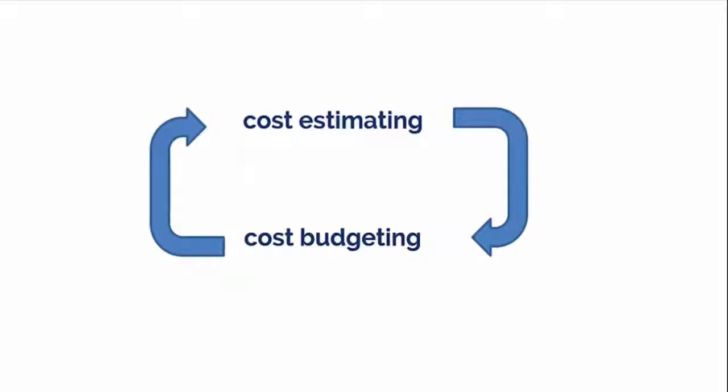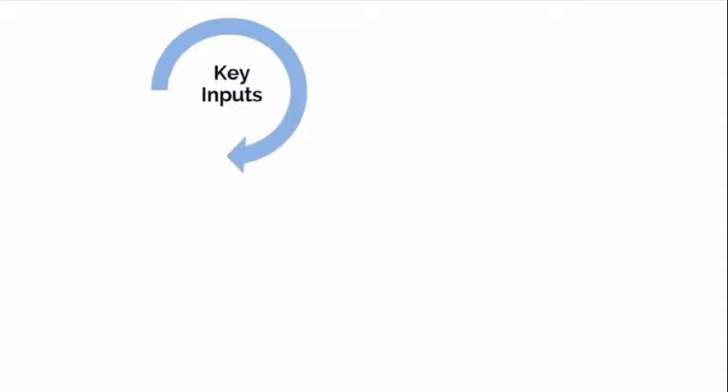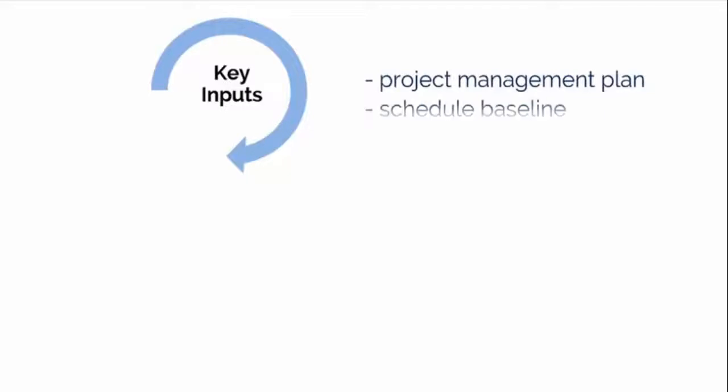So with the integrated nature of these processes in mind, let's look at the first process, plan cost management, which establishes the policies, procedures, and documentation for planning, managing, expending, and controlling project costs. Some key inputs we use in this process are the project management plan, which includes the scope baseline. Remember that the scope baseline includes the project scope statement, WBS, and WBS dictionary. Another input is the schedule baseline, which defines the nature of the project and when project costs will be incurred.